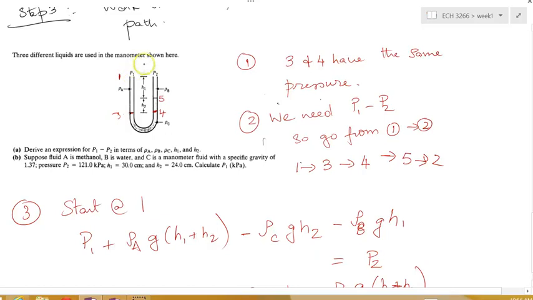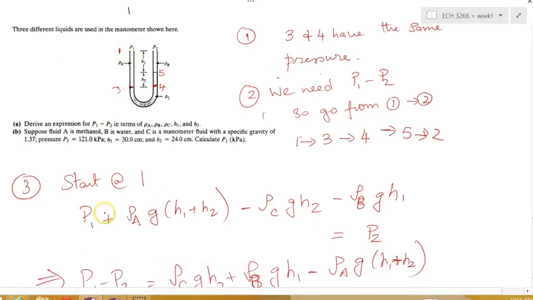So I need to go from 1 to 2, and the path that I'm going to take is, I'm going to go from 1 to 3, and then since 3 and 4 are at the same pressure, I'm going to go from 3 to 4, and then from 4 to 5, and then 5 to 2, right? So that's the path I'm going to take. And step 1 has helped me because I know that 3 and 4 are at the same pressure. So now work out how the pressure changes.